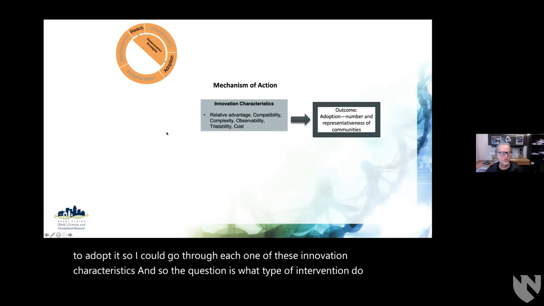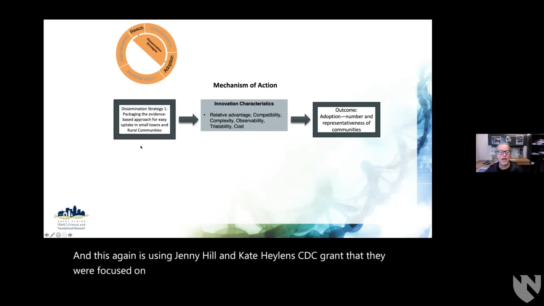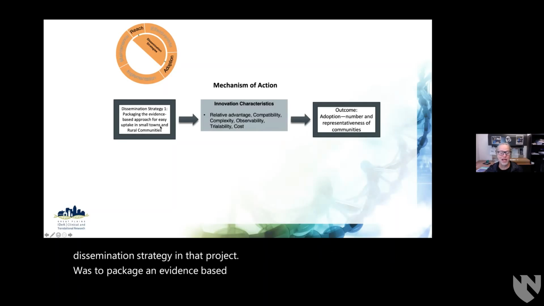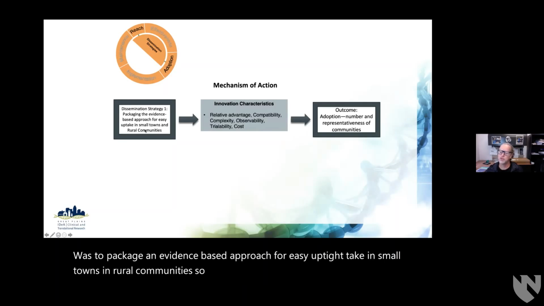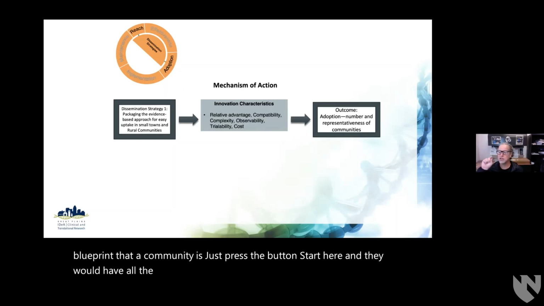And this again is using Jenny Hill and Kate Heelan's CDC grant that they were focused on childhood obesity treatment. And their first dissemination strategy in that project was to package an evidence-based approach for easy uptake in small towns and rural communities. So they made everything into an electronic blueprint that a community could just press the button, start here, and they would have all the resources and trainings and materials necessary for them to implement a community program.